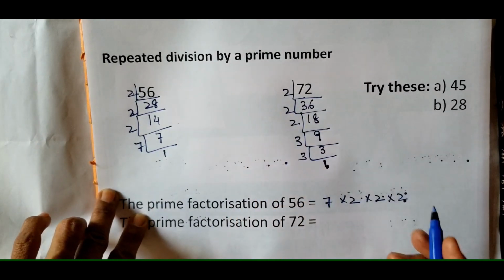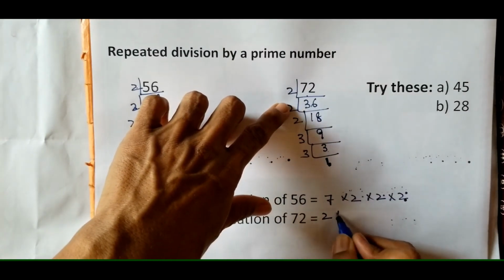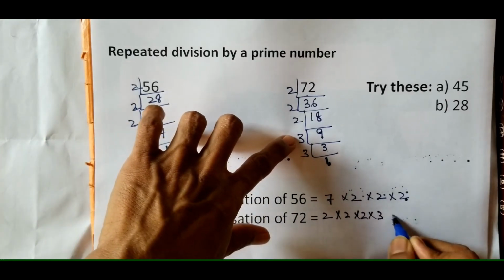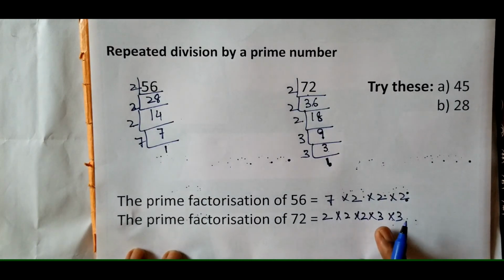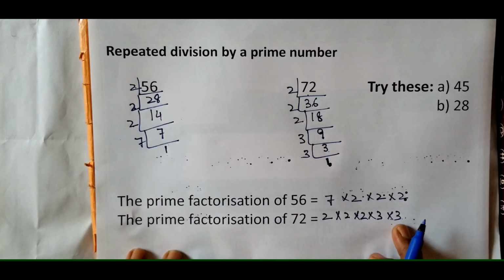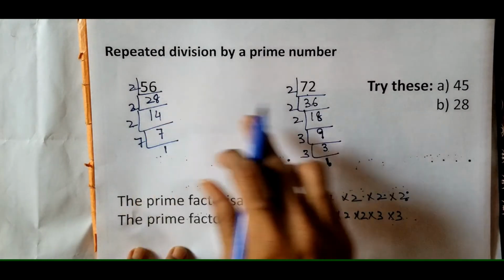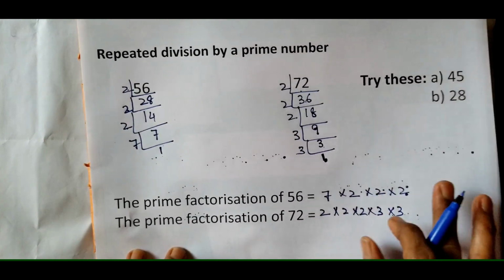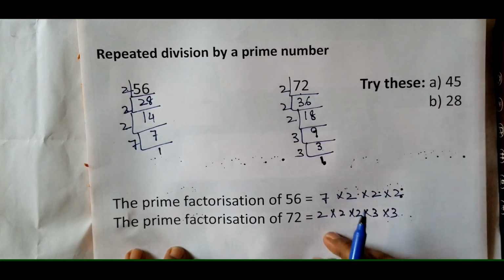So the prime factorization of 72 will be 2 into 2 into 2 into 3 into 3. 2 2s are 4, 4 2s are 8, 8 3s are 24, 24 3s are 72. So this is the other method to find the prime factorization of a number. Now I have given you two questions here. Try these two. Find the prime factorization of number 45 and 28 by both methods.